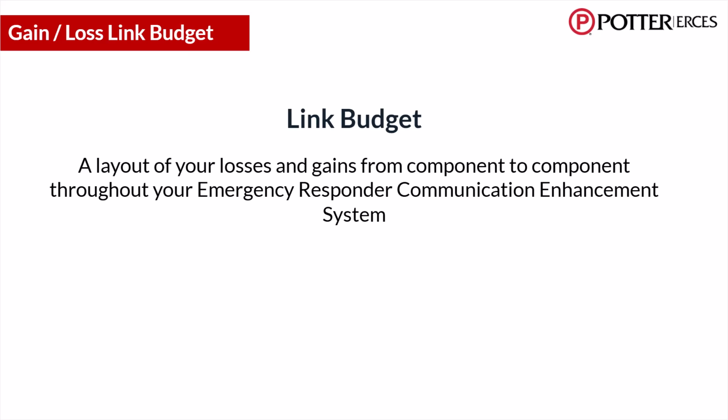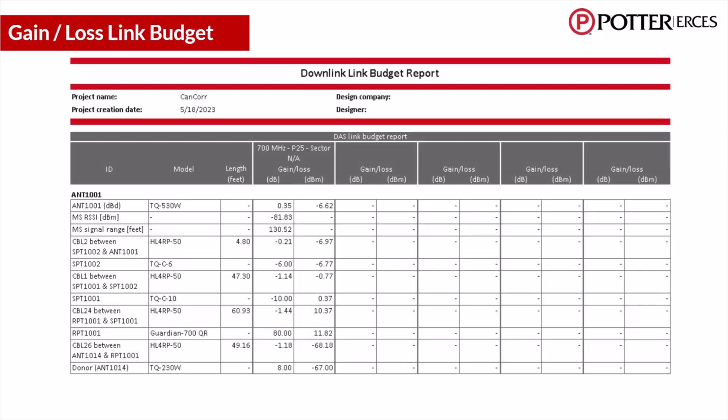A report like the one seen here shows your total signal strength at each service antenna. This helps ensure your distributed antenna system, or DAS, has been connected properly and that the correct components are connected to the correct cables and antennas. These reports can reflect both uplink and downlink budgets.